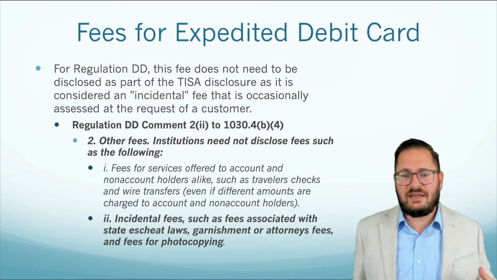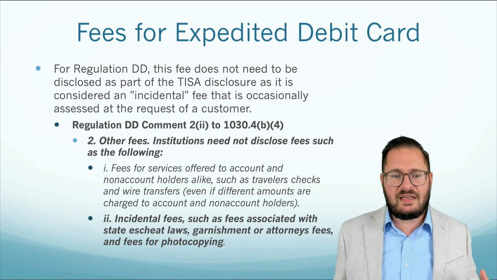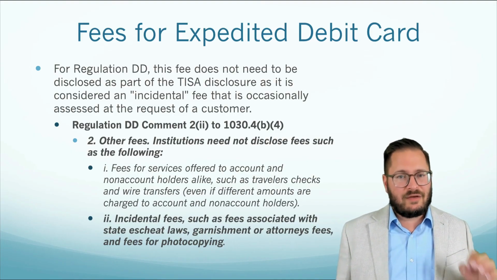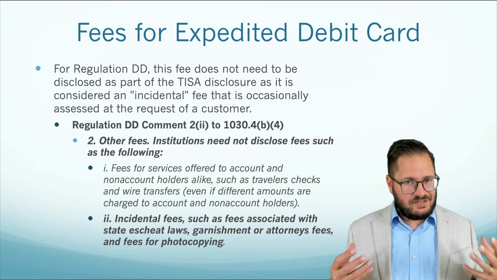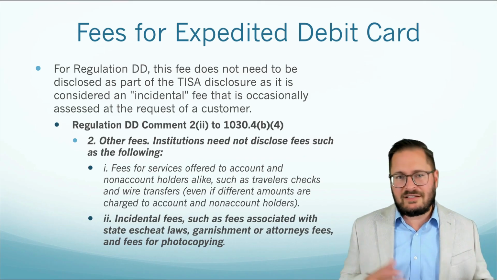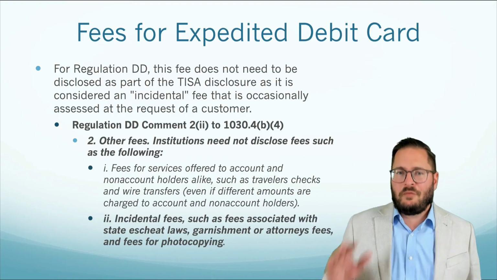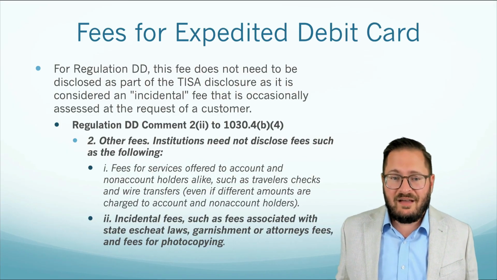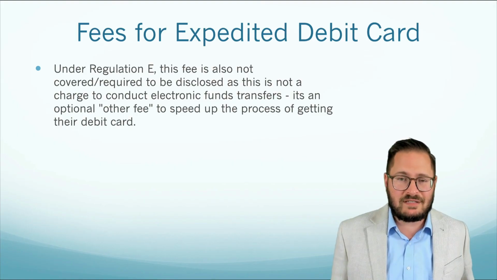They say the incidental fees, such as fees associated with state escheat laws, garnishments or attorney fees, and fees for photocopying, do not need to be disclosed under Reg DD. So an incidental fee is something that happens upon the request of a consumer, and because the expedited debit card fee is not required every time, but it is an option, it's optional for the consumer to request. That would be considered an incidental fee and not subject to 1030.4(b)(4). Now, we do have to check Regulation E because there are fee disclosure requirements under Regulation E.